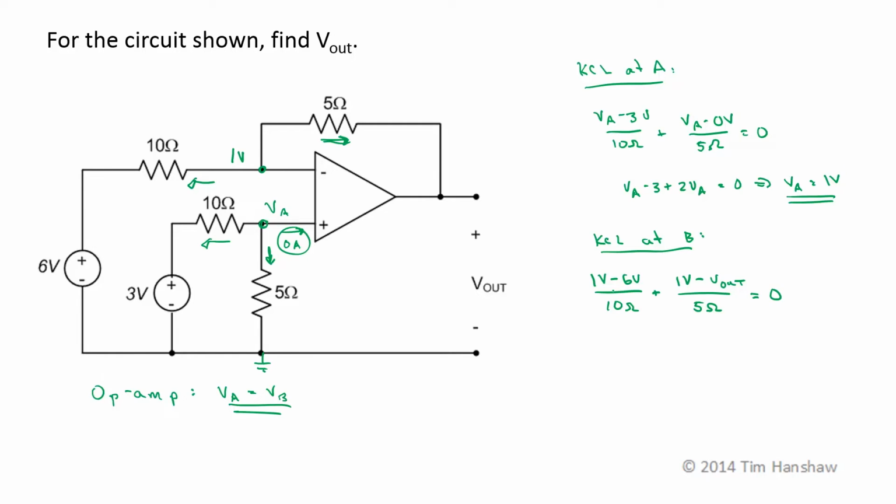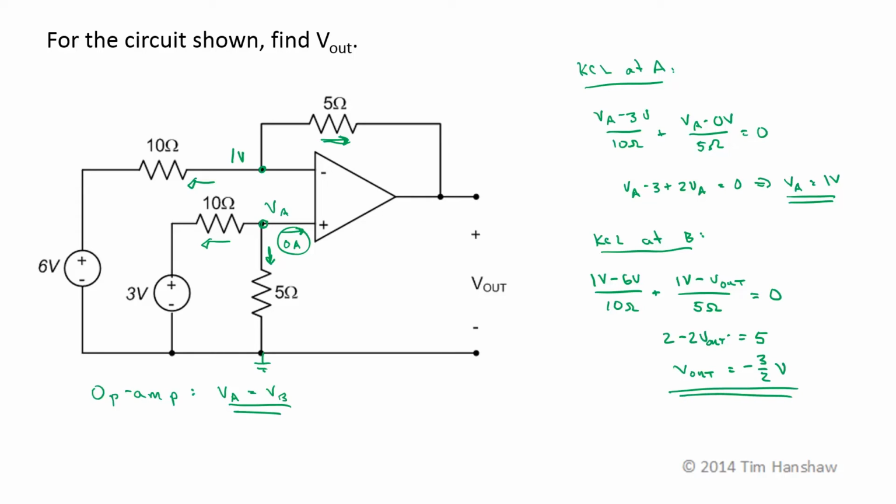Multiplying through by 10, so this is minus 5. So taking that to the other side is 5, and 2 minus 2 V out is equal to 5. So V out is equal to minus 3/2 of a volt.